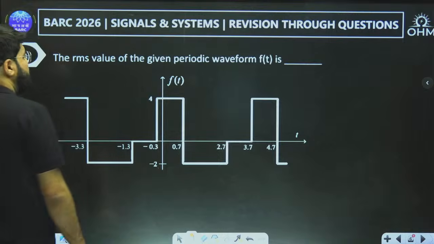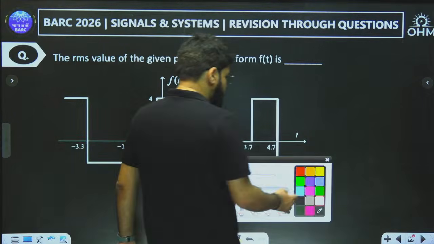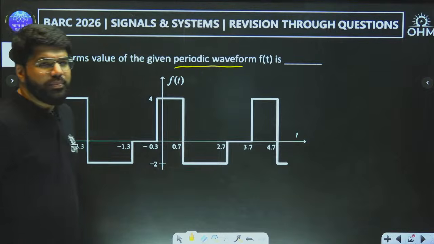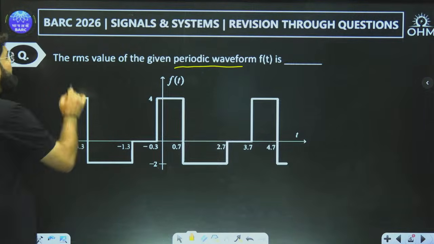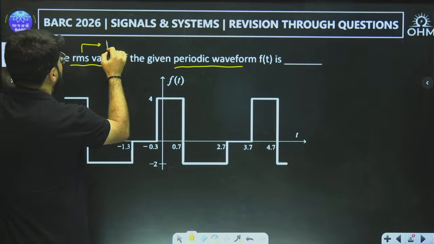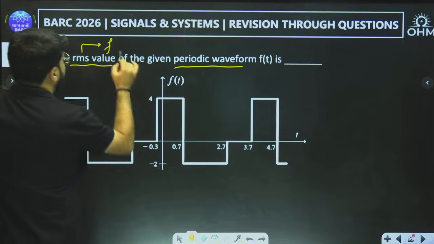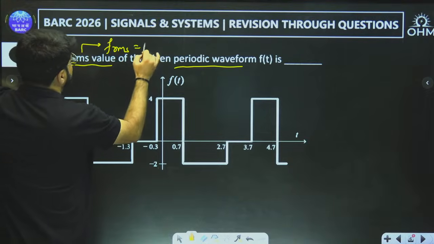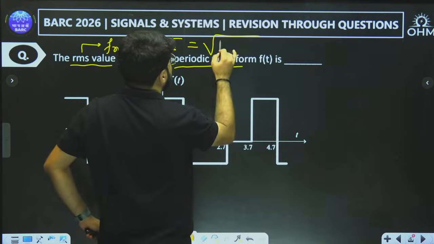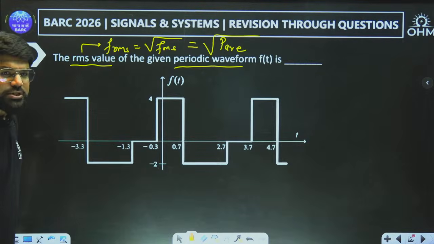Next question. What is the RMS value of the given periodic waveform? Okay, another question on periodic waveforms, where I am talking about the RMS value. Now what is RMS value? Root mean square value. The root mean square value of this function f(t), f RMS, means under root of the mean square value, which is also equivalent to the average power in the signal.